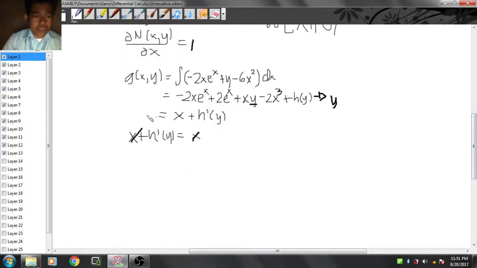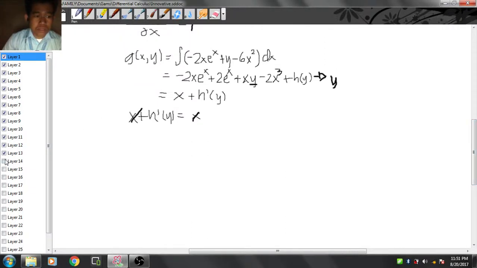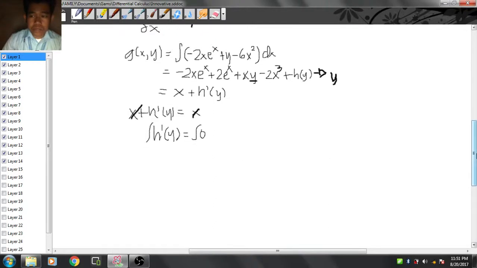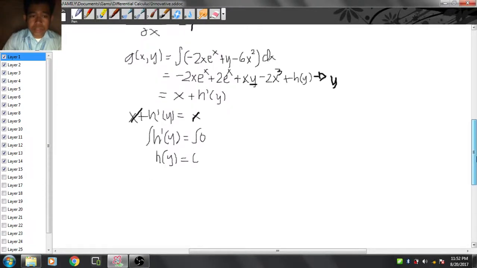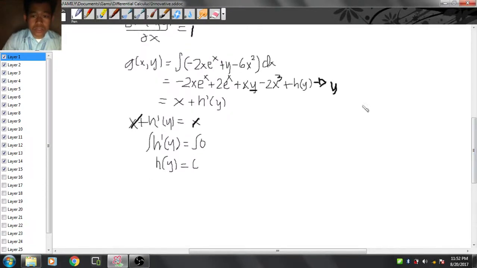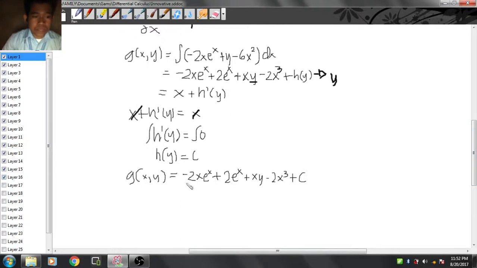If we transpose either of these variables, the x will be cancelled out. So to solve for h prime of y, or h of y, we're just going to integrate both sides. So h prime of y equals 0, and integrating both sides will give us h of y equals C. And after that, to solve for the exact equation, we plug in the value for the h of y, and that will give us this one. And this one will be the exact equation.